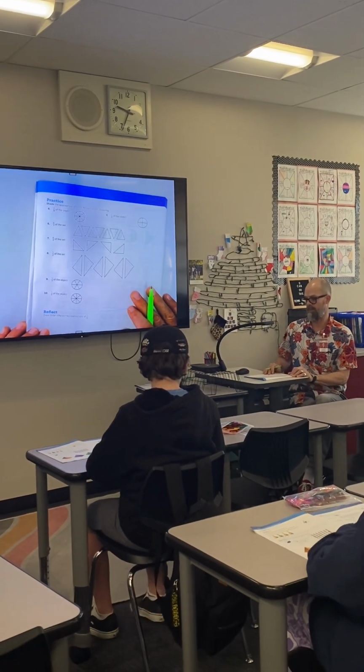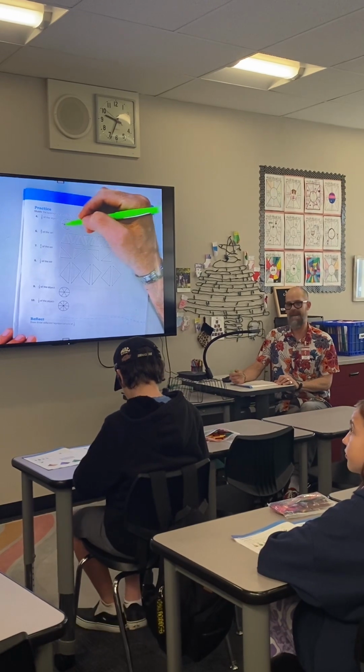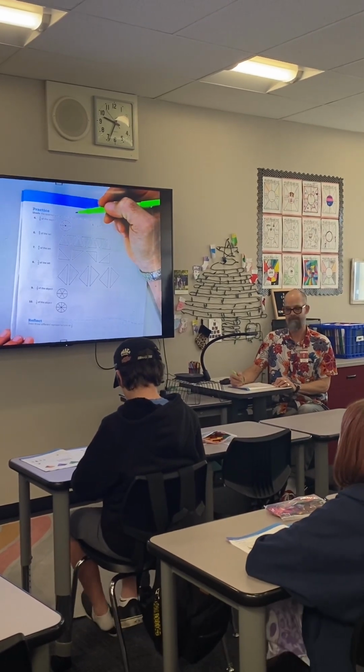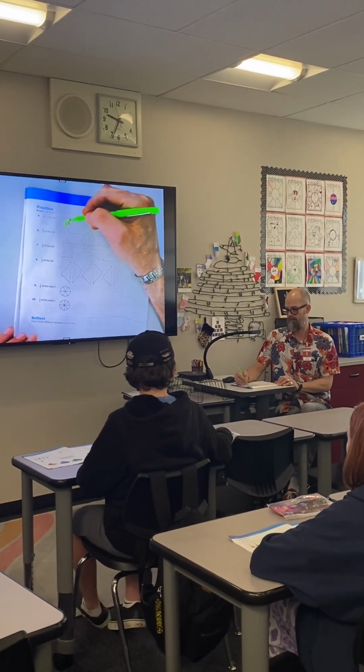5/8 of the object. What do we do here? 1, 2, 3, 4, 5, 6, 7, 8. Color how many? 5. Yes, 1, 2, 3, 4, 5.